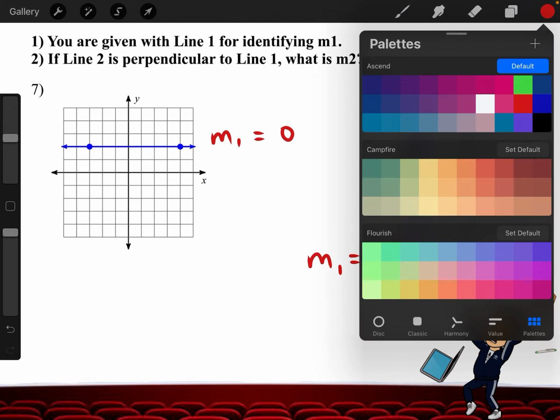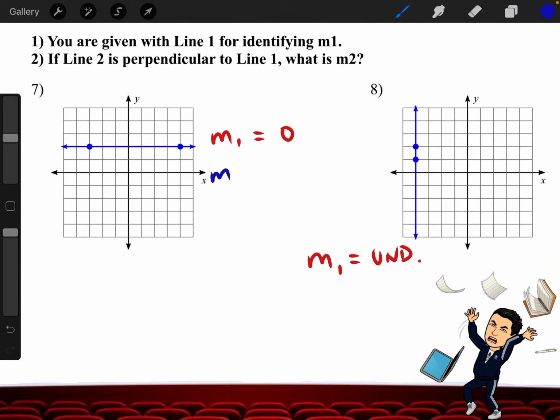Okay, so let's look at the M2. M2 could be any line that's perpendicular to the first line. So it's going to be a vertical line, and M2 is going to be undefined. For number 8, M2 is going to be any horizontal line that's perpendicular to this vertical line. So M2 for number 8 is going to be 0.